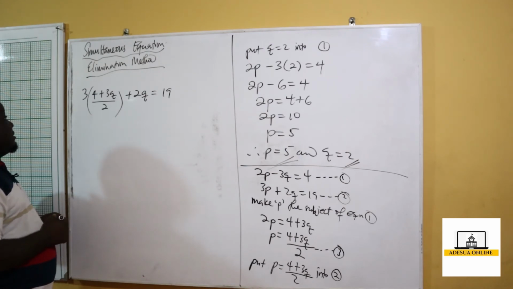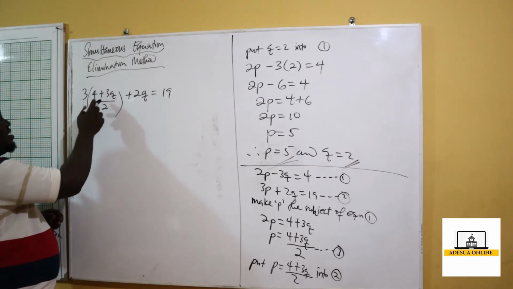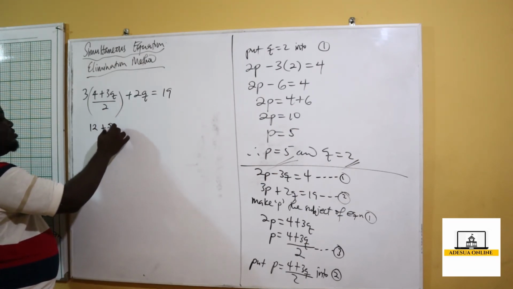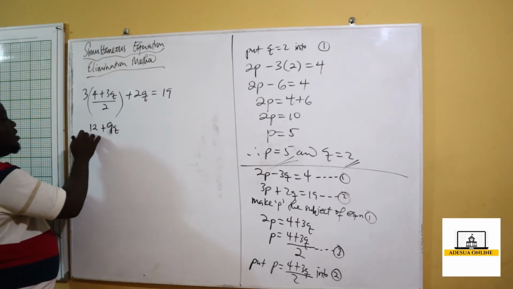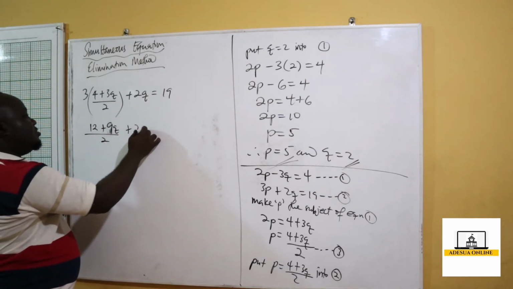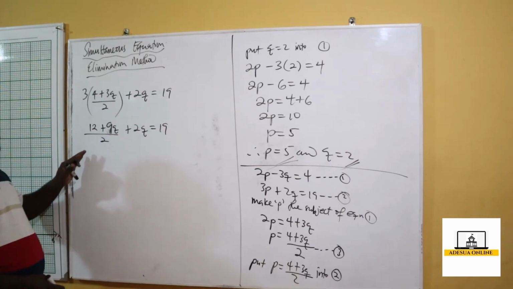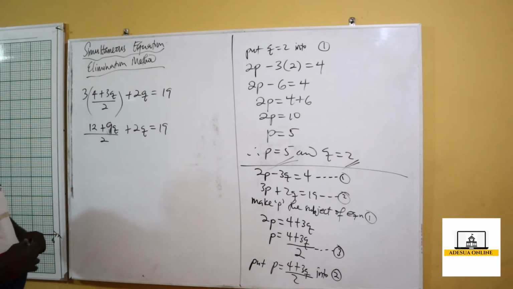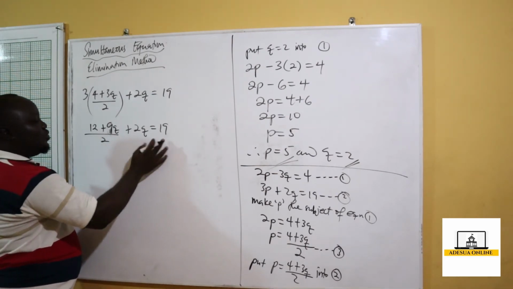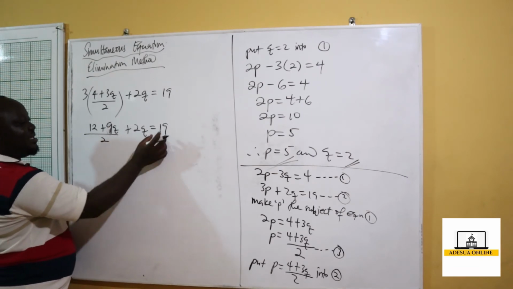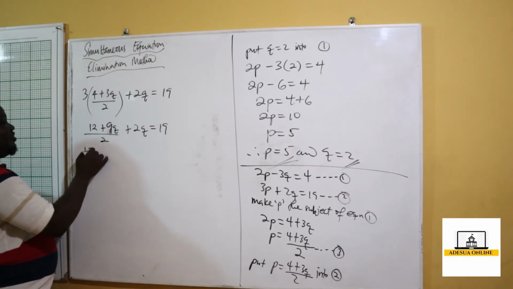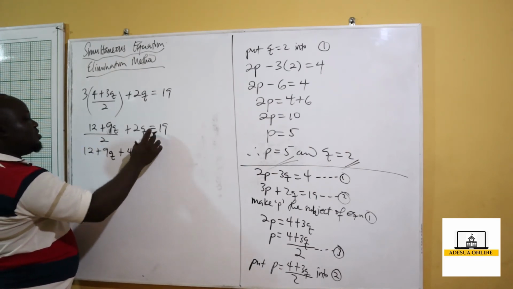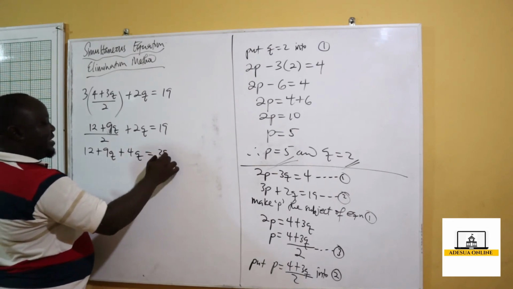So looking at this, we can decide to multiply 3 times this, 3 times this. So we have 3 times 4, 12. 3 times 3, we have 9Q. We have 9Q all over 2 plus 2Q is equal to 19. So since 2 is our LCM, we are going to multiply through the whole of the equation by 2. So multiply here by 2, here by 2, and here by 2, because there are 3 terms: first term, second term, and then the third term. So we shall have 12 plus 9Q plus 4Q is equal to 2 times 19, we have 38.